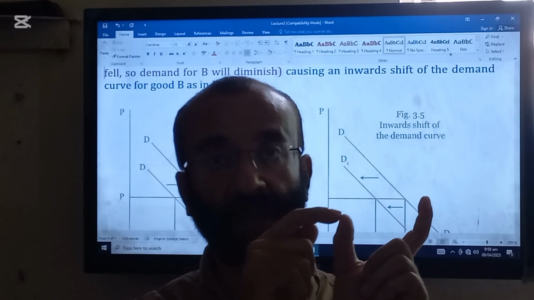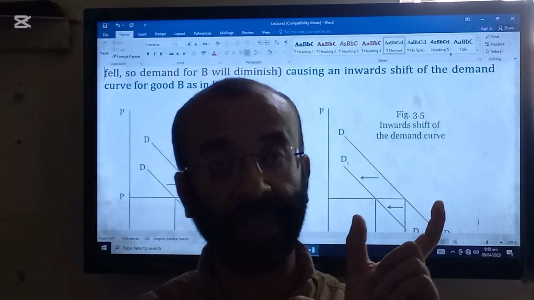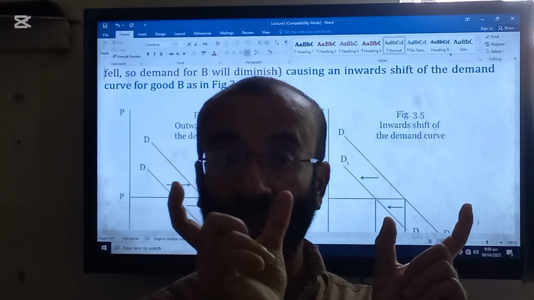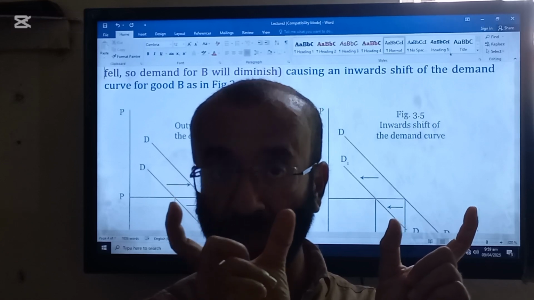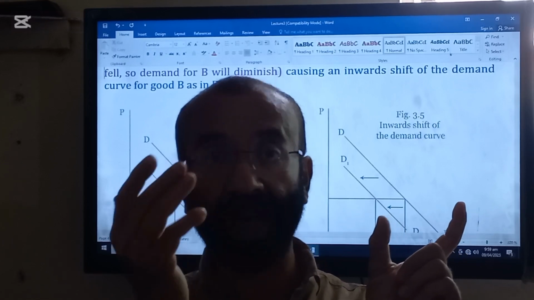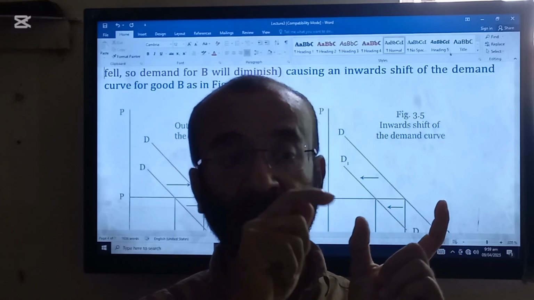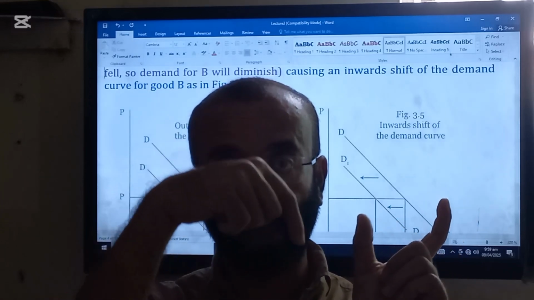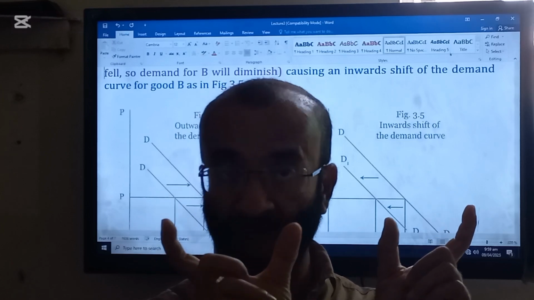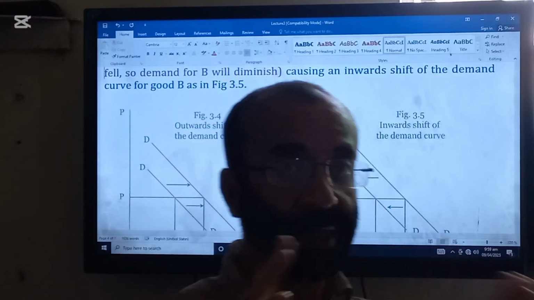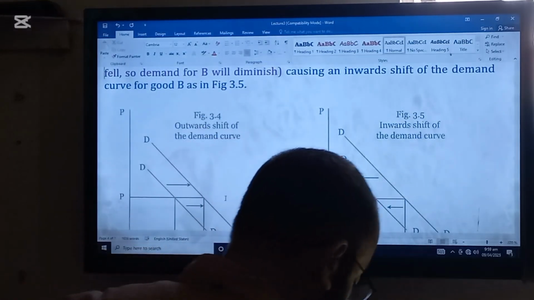And if the price of Pepsi is decreasing, likewise, if the price of Coke is unchanged, then we will feel the price of Coke is relatively higher compared to Pepsi. So if the price of Pepsi is decreasing, the demand for Coke will be less. So this is the actual point.